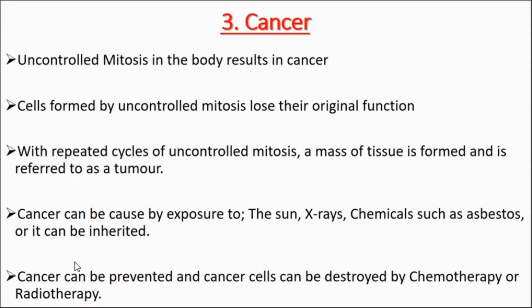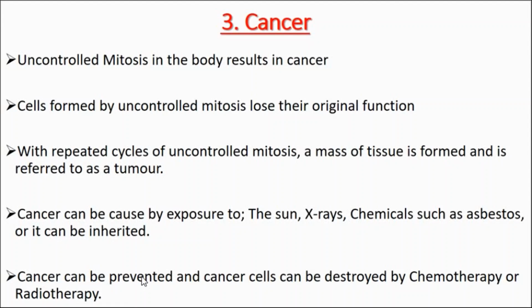So if there's a history of cancer in your family, there is a chance that you can also inherit cancer from your parents. And most people have negative attitudes towards cancer, and they think that cancer cannot be prevented or that the cancer cells cannot be destroyed. Cancer can be prevented and the cancer cells can be destroyed. There are two methods: chemotherapy and radiotherapy. Chemotherapy is when the cancer cells are being destroyed by chemicals, and radiotherapy is where the cancer cells are being destroyed by radio waves. So the destruction of cancer cells can be done by chemotherapy and radiotherapy.